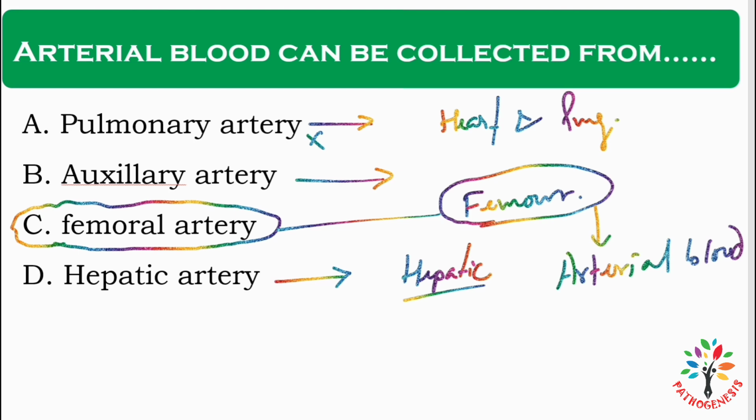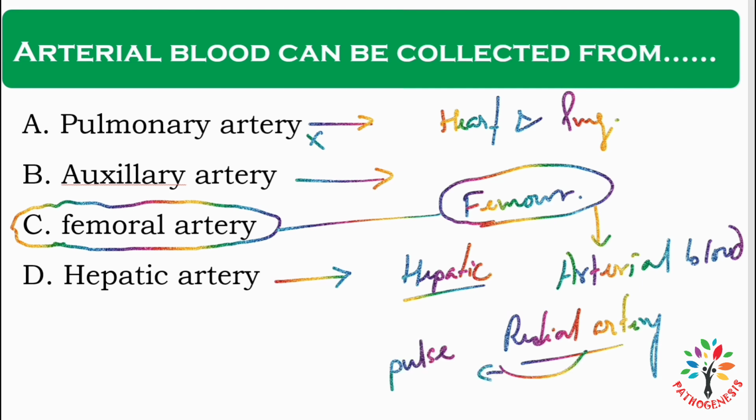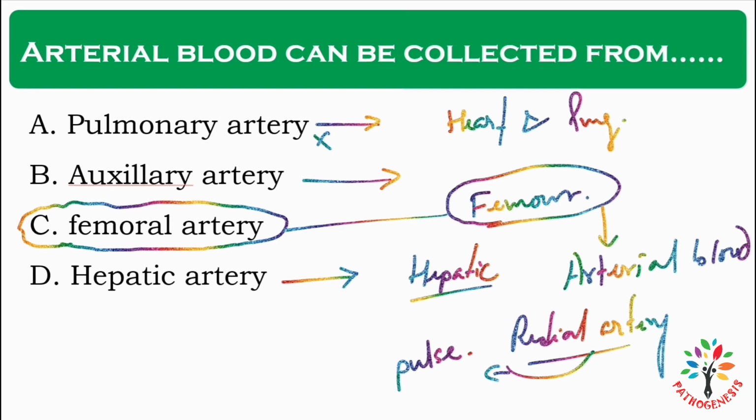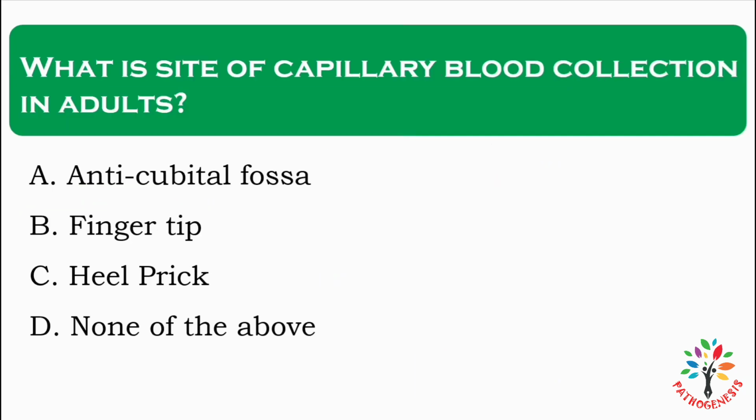There is one more artery from where we can collect arterial blood, that is the radial artery. The radial artery is also used to check your pulse. Please remember. Next question. What is the site for capillary blood collection in adults?